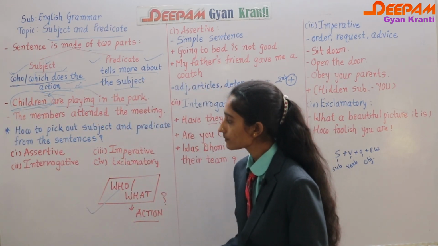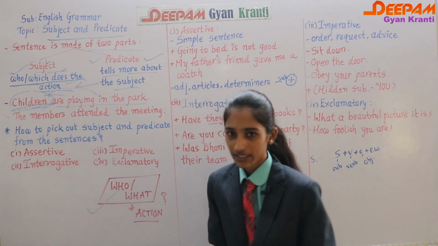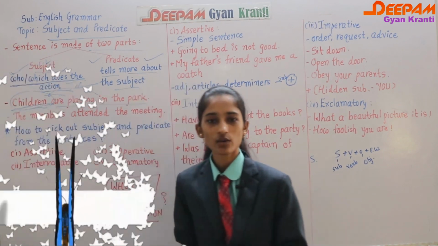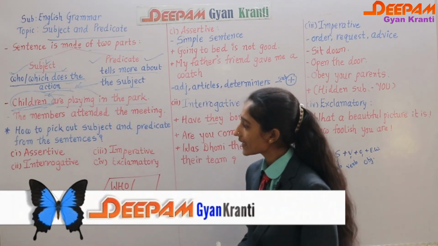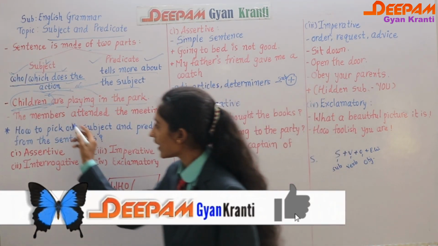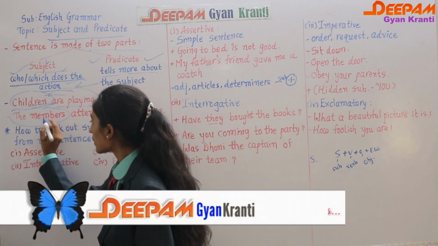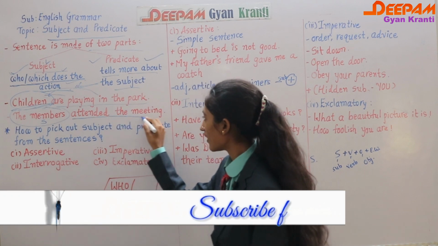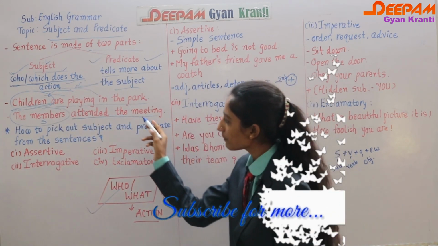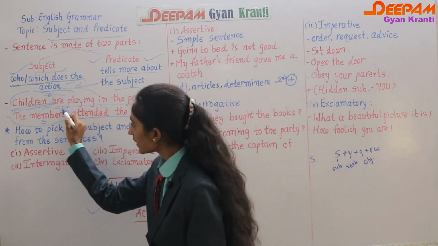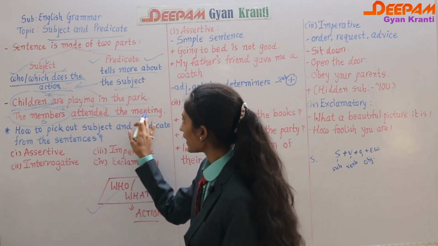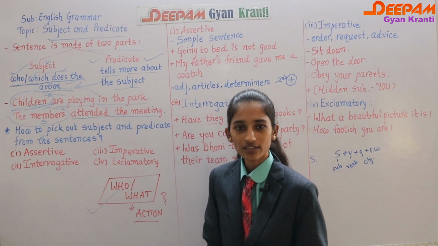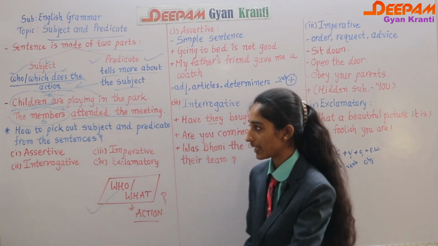The second one: the members attended the meeting. These are living things, the members, so definitely we ask the question who. Who attended the meeting? You get the answer, the members. So the members is the subject, and the rest of the sentence, attended the meeting, is the predicate. Attended the meeting means who attended the meeting? The members. So the predicate tells more about the subject. I hope it is clear to you what subject and predicate are.